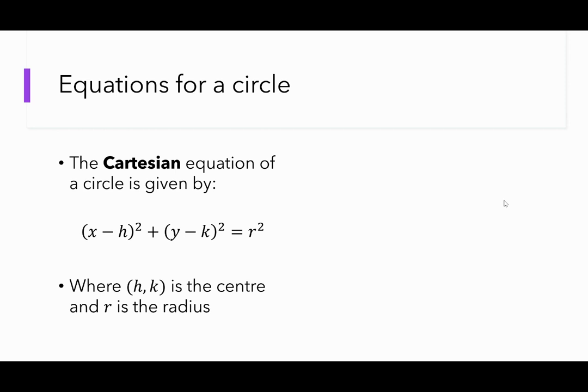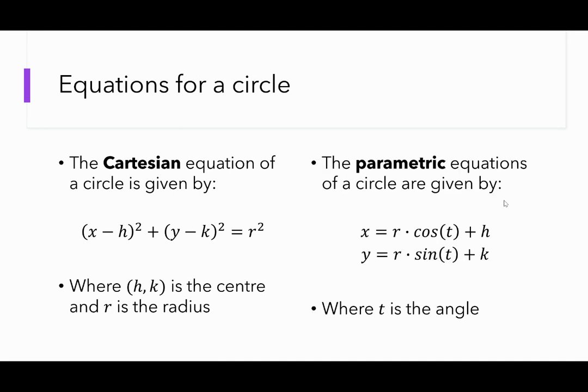Any conic is given by two different equations. The Cartesian, which is quite simple and has all of the values that you require in a single equation. The second is the parametric. Parametric is when you have two equations, one for x and one for y, and each value of x and y is independently determined by some value t.